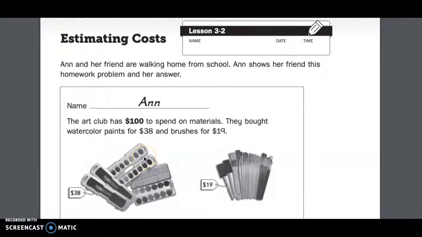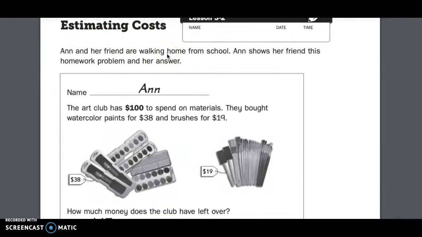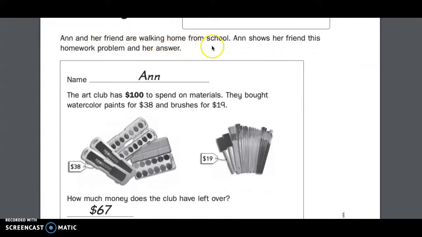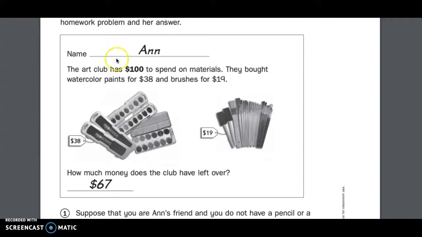Okay, this one is not in your math journal, but I have attached the template. We're estimating cost again. Anne and her friend are walking home from school. Anne shows her friend this homework problem and her answer. So Anne did her work.